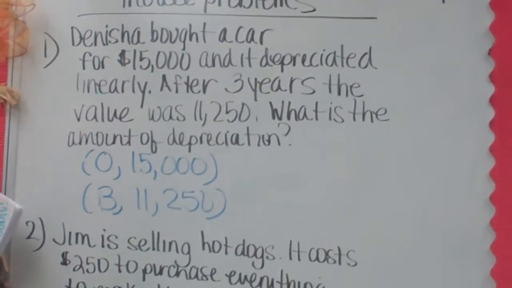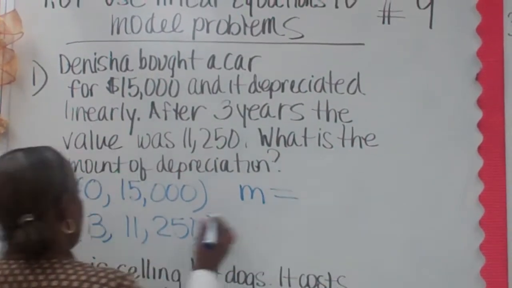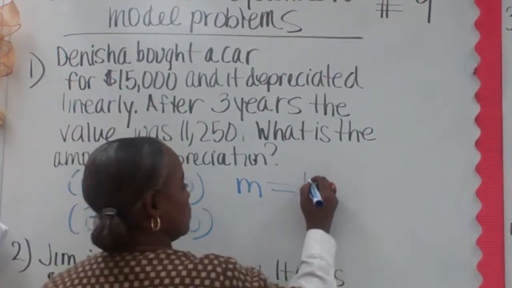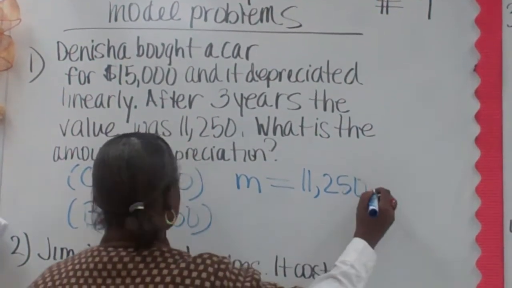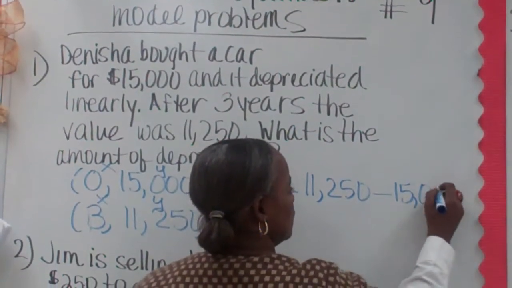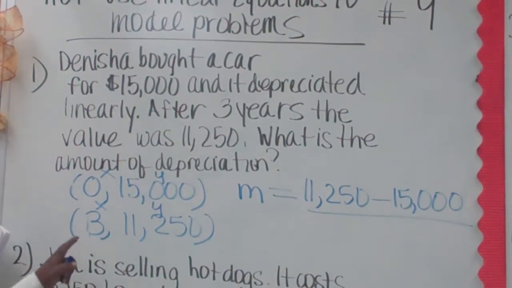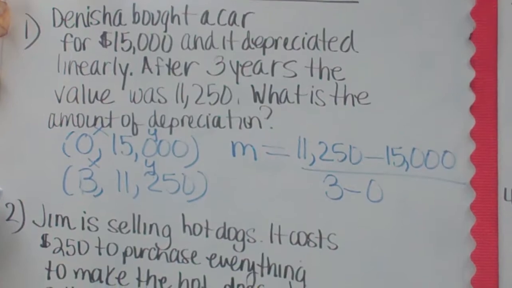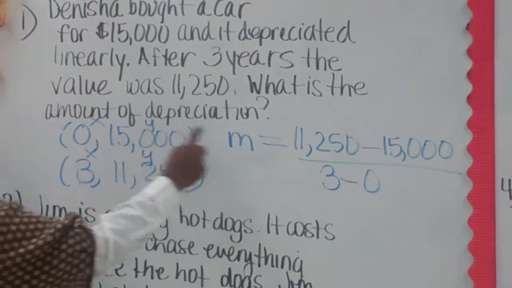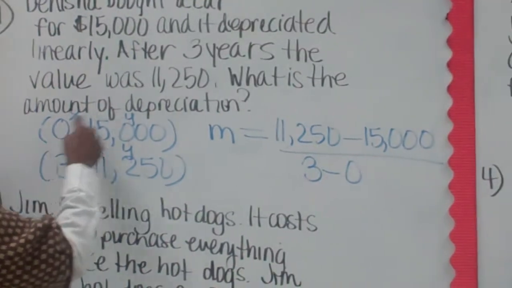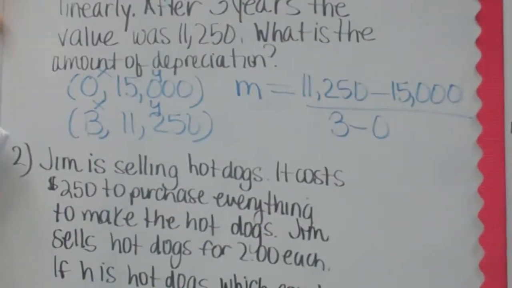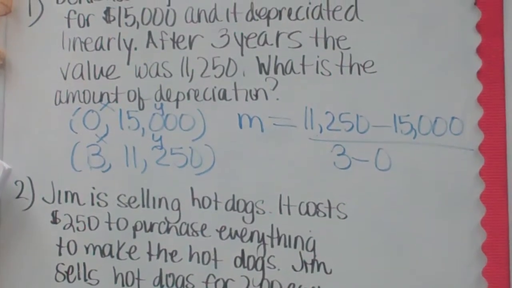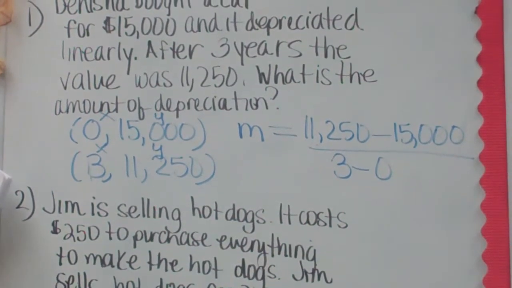Now remember, slope is found by subtracting your y's, and put that on top, so 11,250 minus 15,000 divided by, subtract your x's, 3 minus 0. So again, to find your slope, you're going to subtract your y's, put that on top, subtract your x's, and put that on the bottom. Now you know this formula as y sub 2 minus y sub 1 over x sub 2 minus x sub 1. That's a very familiar formula for you. You know the formula for slope.